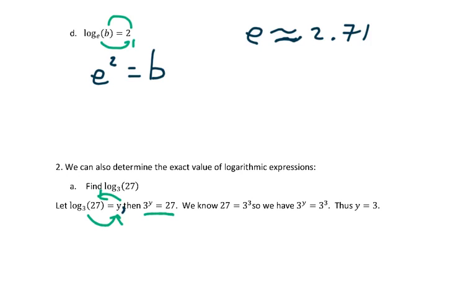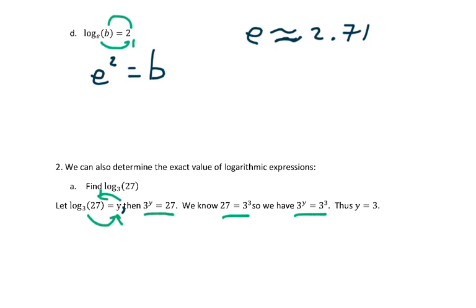Well, we already know 27 is 3 cubed. That's just direct calculation. So really, if I substitute, I get 3 to the y equals 3 cubed. And if you remember what we saw about exponential equations in the previous section, since the bases are the same, the exponents have to be the same. Thus, we get y has to equal 3.